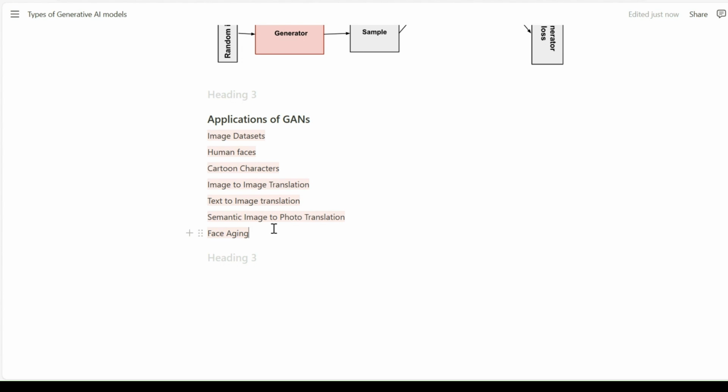These are some of the examples that can be used for creating realistic images. GANs can also be used in voice generation, music composition, and drug discovery. So the power of GANs is that they are versatile. Okay, now the next type of model we look at is the variational autoencoder.